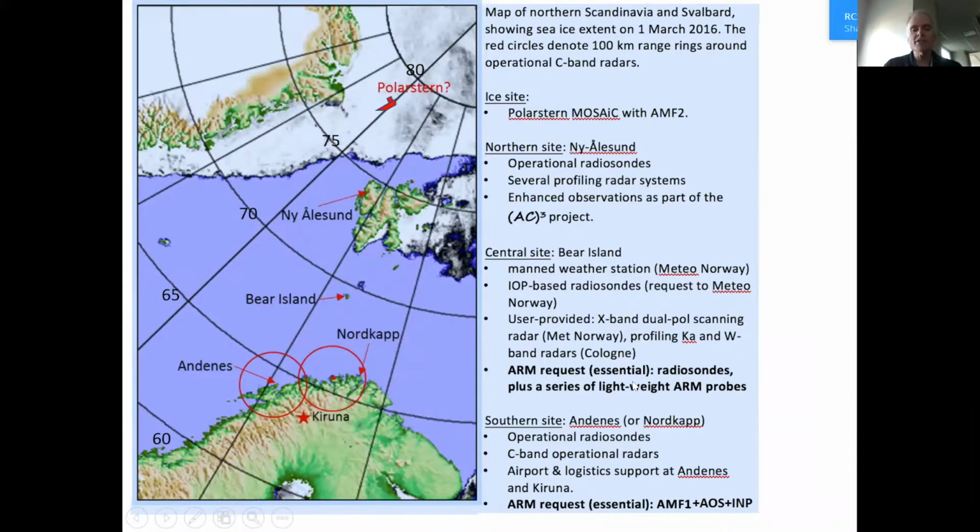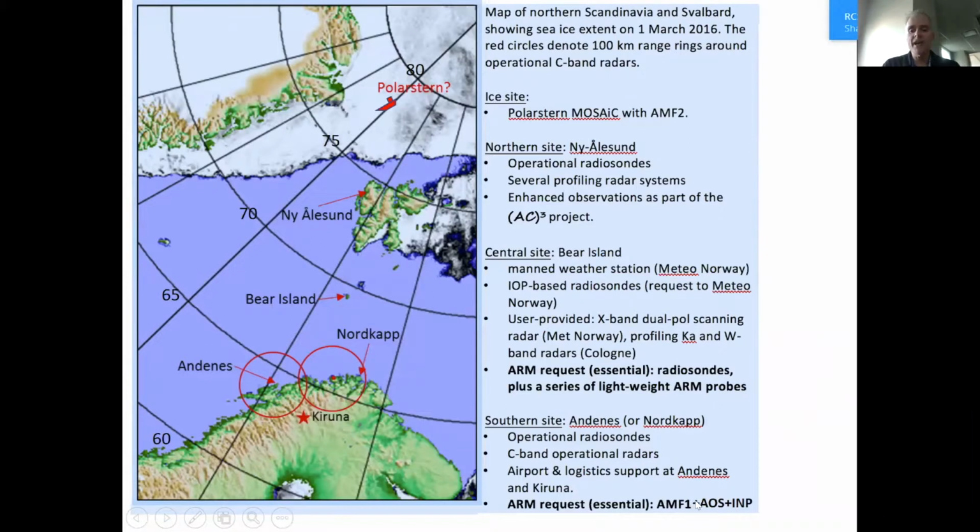Mainly, we're going to have some radiosondes there and some lightweight ARM probes. This will be combined with the X-band dual-pol scanning radar from Met Norway and some profiling Ka- and W-band radars from Cologne. And then we'll also have a southern site at Andenes, which will have operational radiosondes, C-band operational radars, and there will also be aircraft and logistics support there.